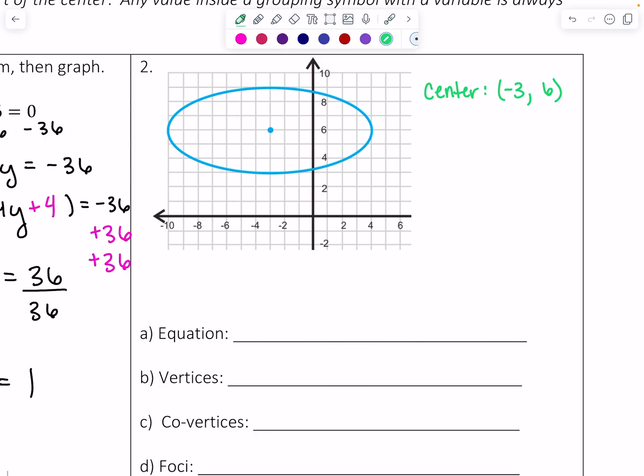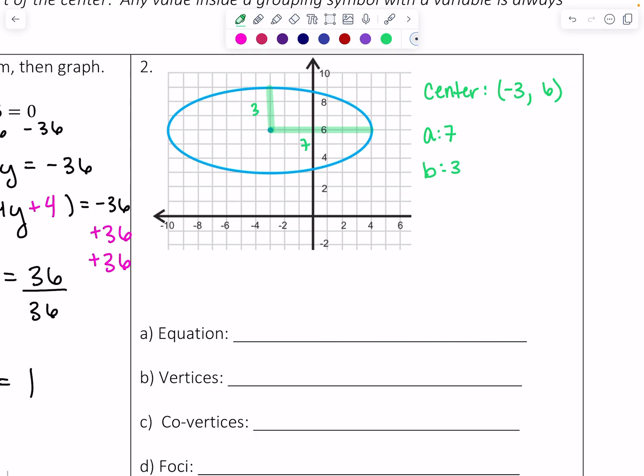Okay, and then the distance that we have here, so our a value is that we are going over 1, 2, 3, 4, 5, 6, 7. So our a value is going to go ahead and be 7. And we also know that our b value here is going to be 3. So this is 7 and 3.